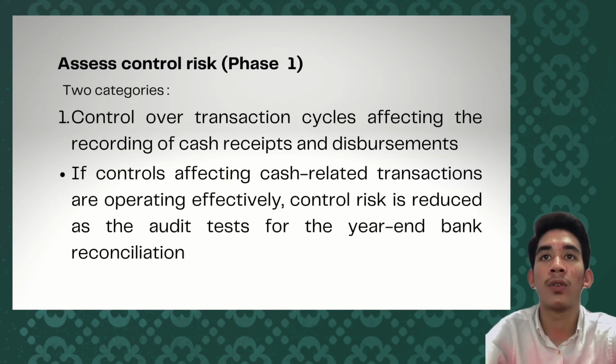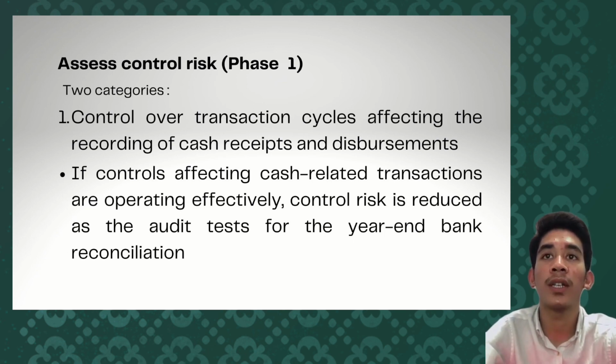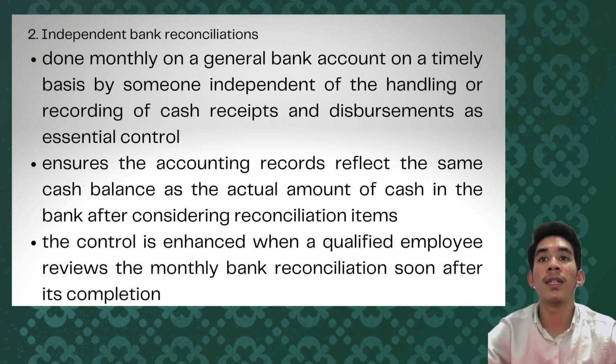Next is to assess control risk. There are two categories. The first is control over transaction cycles affecting the recording of cash receipts and disbursements. An example is the acquisition and payment cycle, which is significantly related to cash transactions, such as adequate segregation of duties between the check signing and check payable functions. If controls over cash-related transactions are operating effectively, control risk is reduced as the audit test for the year-end bank reconciliation.